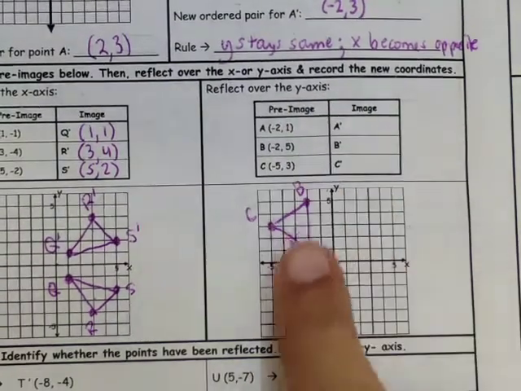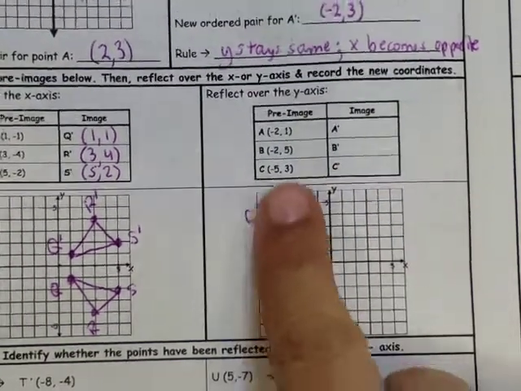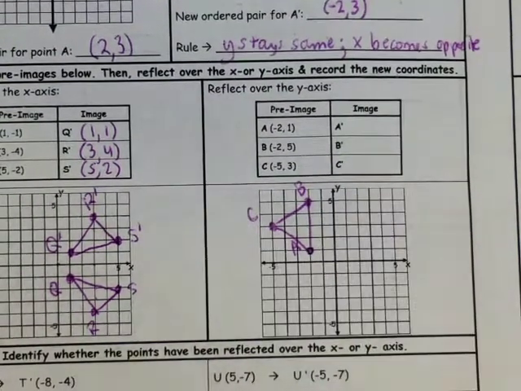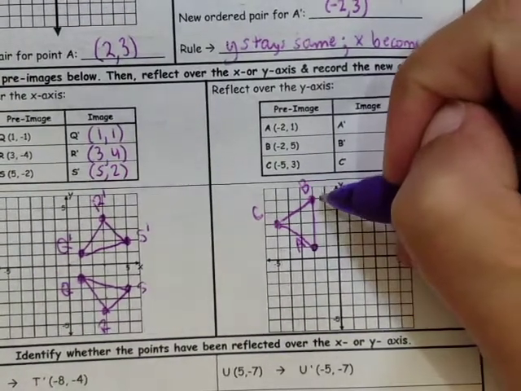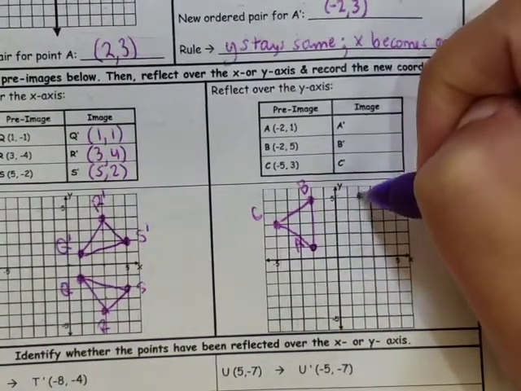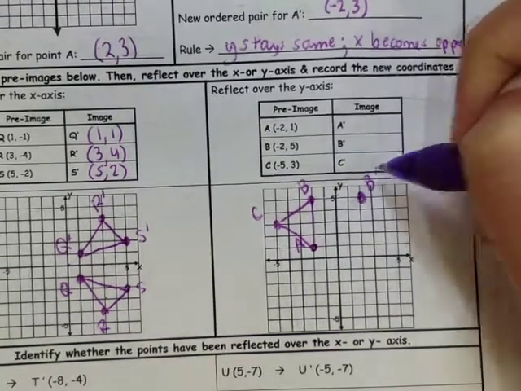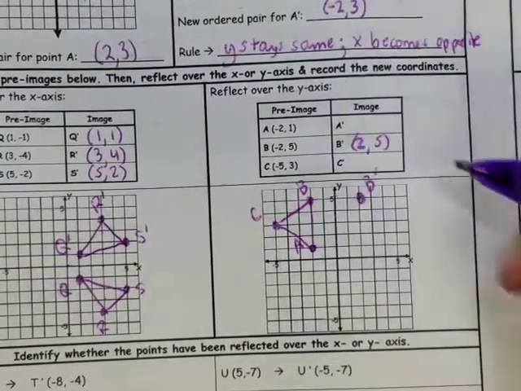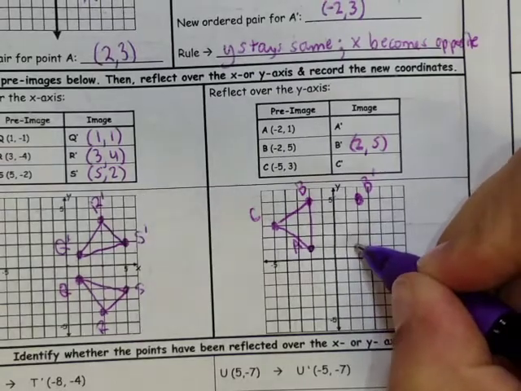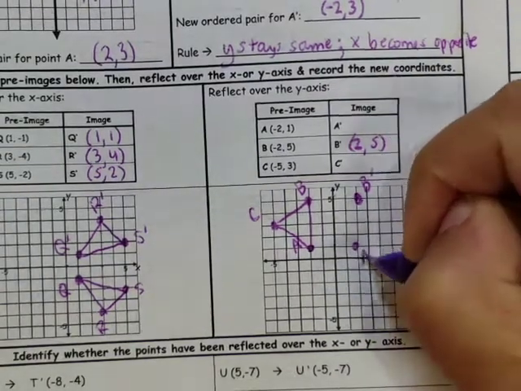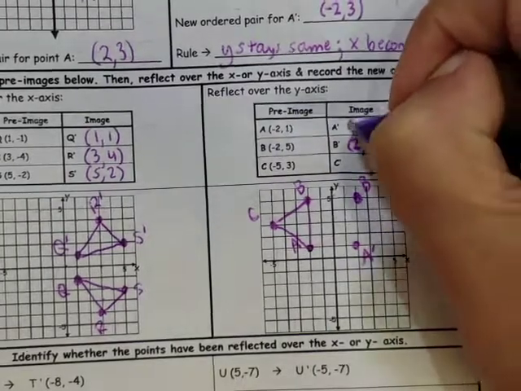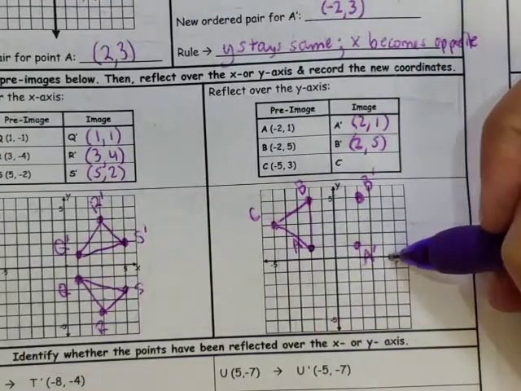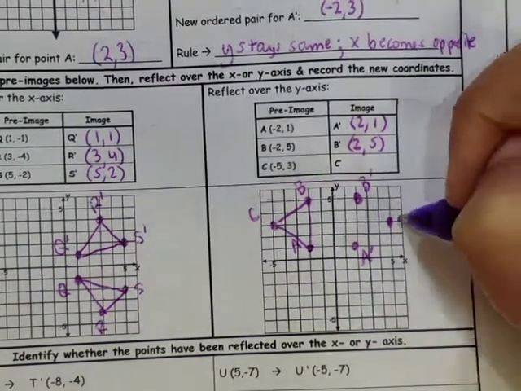And then they want me to reflect over the y-axis. So when I flip this over the y-axis, it's now going to be in quadrant 1. So again, my points here are going to be positive, positive, because I'm going to end up being in quadrant 1. So B, let's count how many spaces away it is. So 1, 2. So then let's go 1, 2 over here. And let's label it B prime. And the name for that point is 2, 5. A is 2 spaces away, so let's go 2 spaces away over here. And there's my A prime, and that's 2, 1. And then C is negative 5, 3, so then I'm going to go positive 5, 3. And there's my C prime.